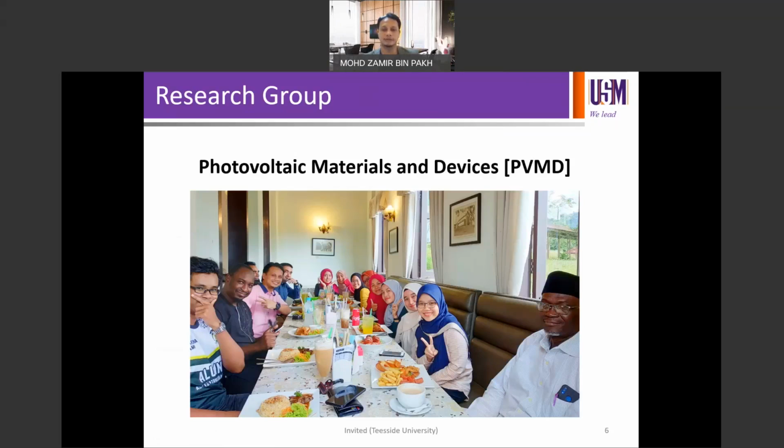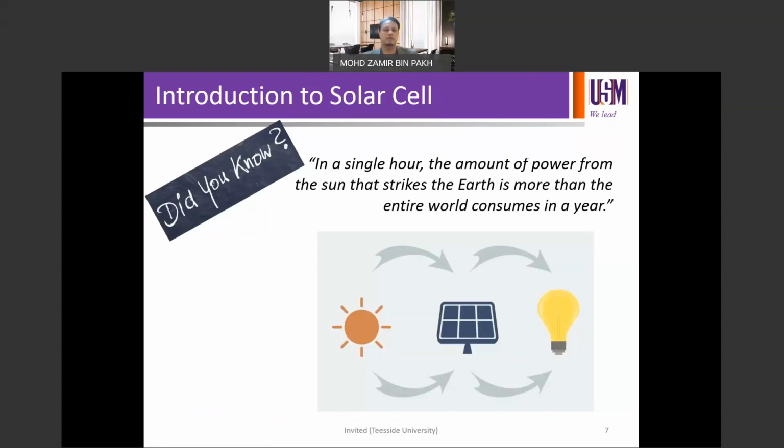So let's get started with the introduction to solar cells. Just to let you know, in a single hour, the amount of power that we receive from the sun striking the surface of the earth is more than the entire world consumes in a year. So if we could harvest 100% of the incident power from the sun every single hour, the power would be enough to power the entire world for a year. Unfortunately, the technology that we have at the moment is not enough to do so.